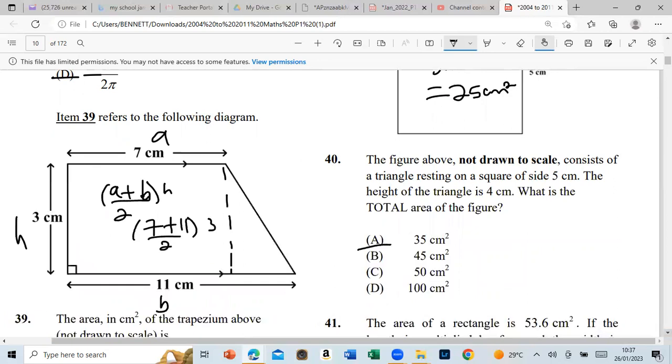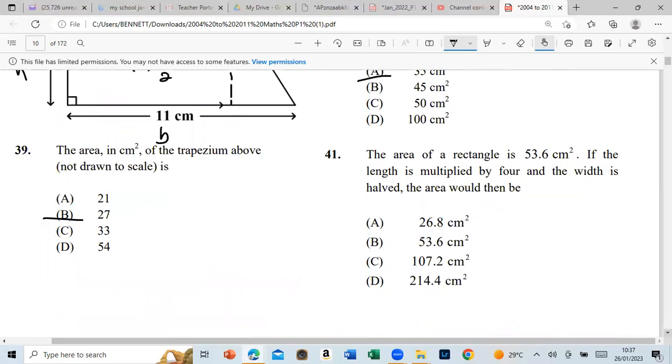For 41, the area of a rectangle is 53.6 centimeters square. If the length is multiplied by 4 and the width is halved, the area would be. Alright, so I'll proceed with that. So we have the area 53.6. Let us see the proportion. So times by 4 and we divide by 2. So that's multiplying by 2, right? That is 107.2.